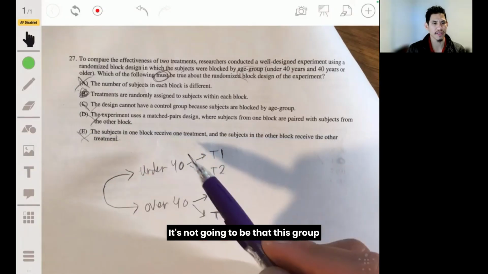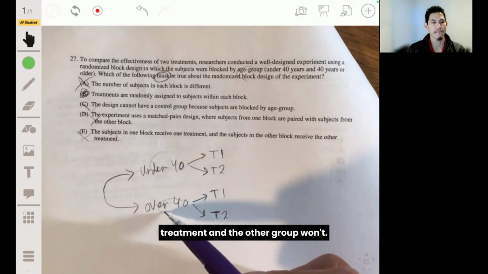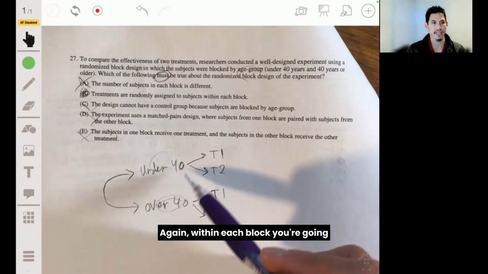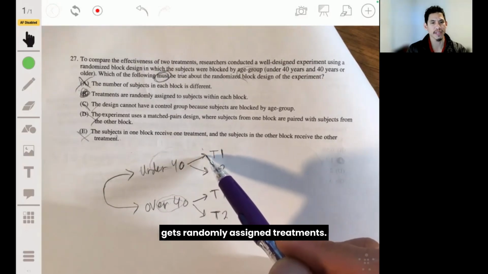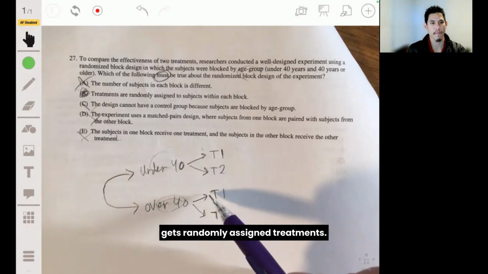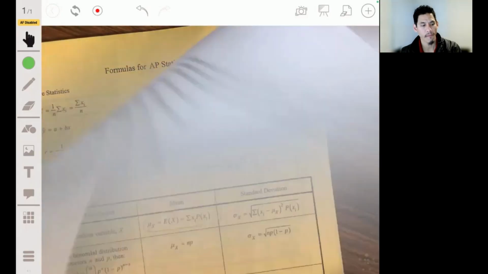It's not going to be that this group just receives one treatment and the other group just receives the other treatment. Again, within each block, you're going to make sure that each group gets randomly assigned treatments. So the answer is definitely B.